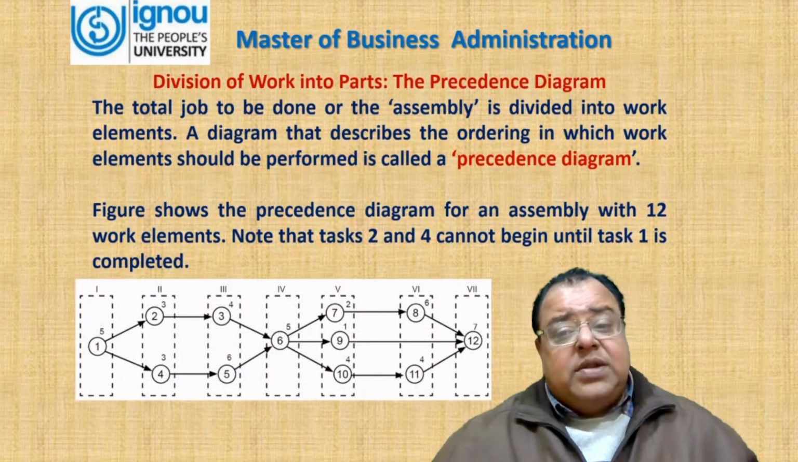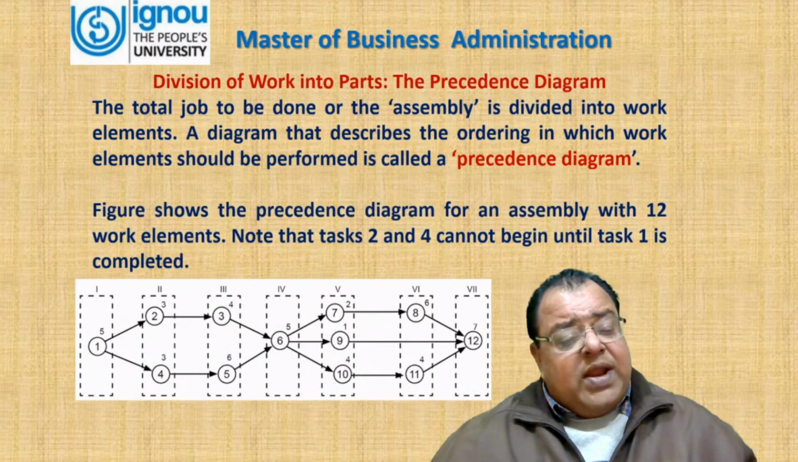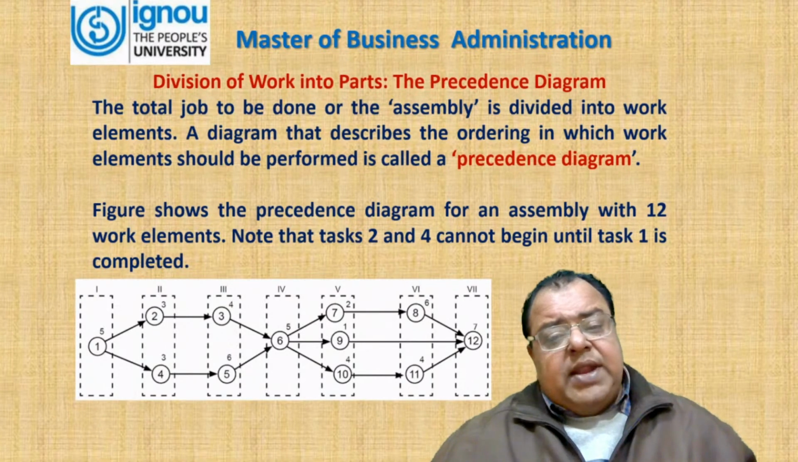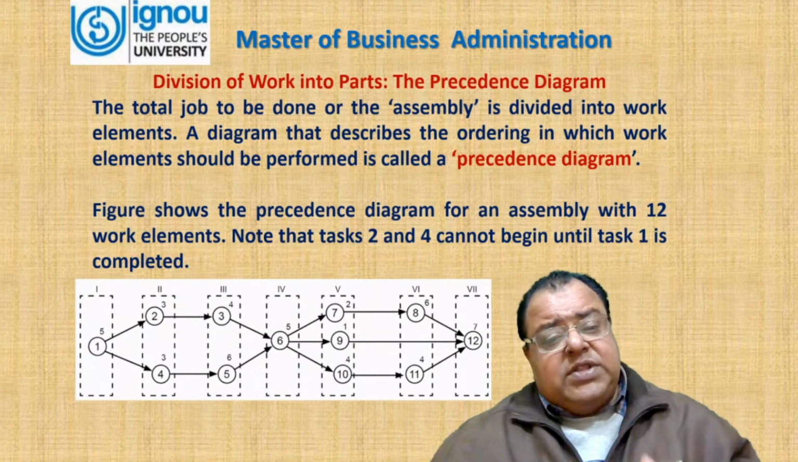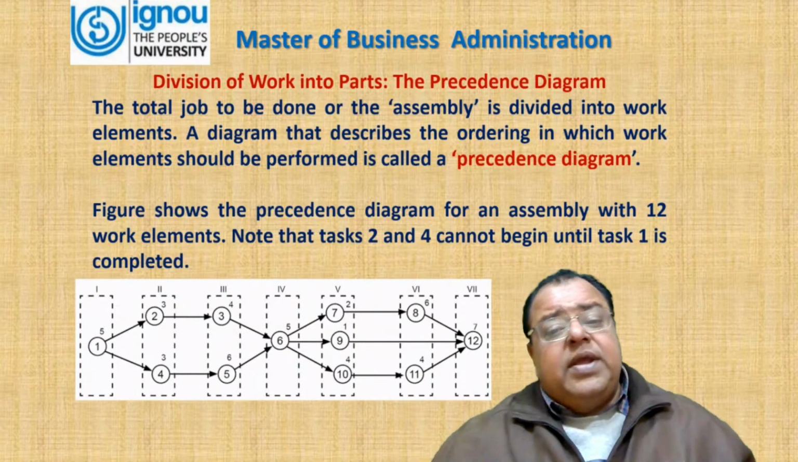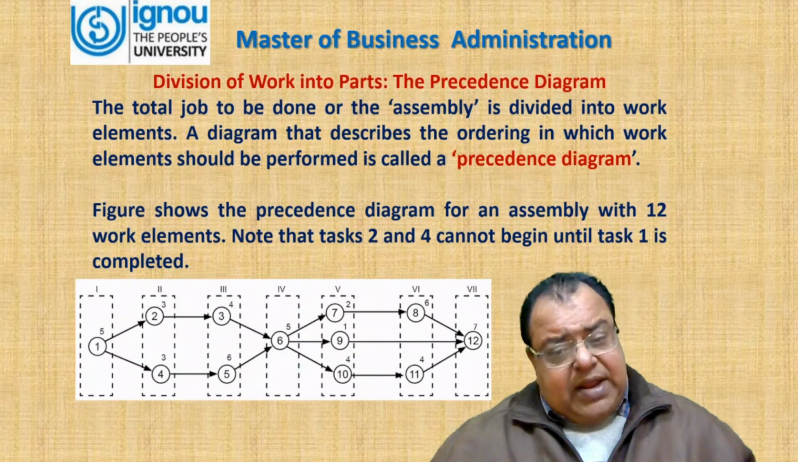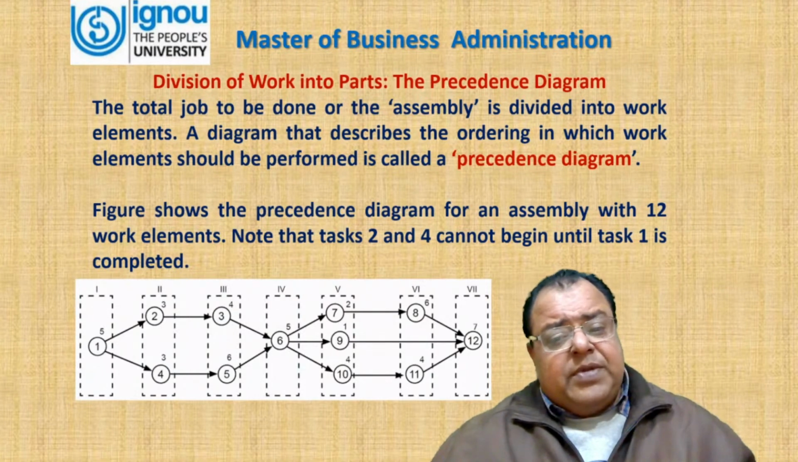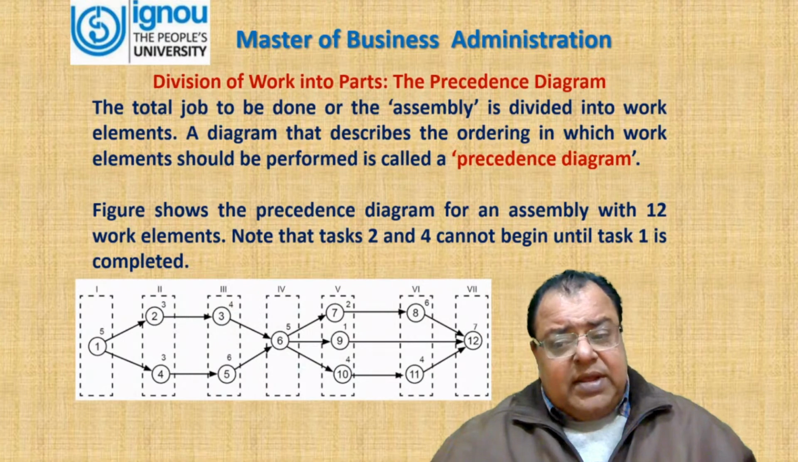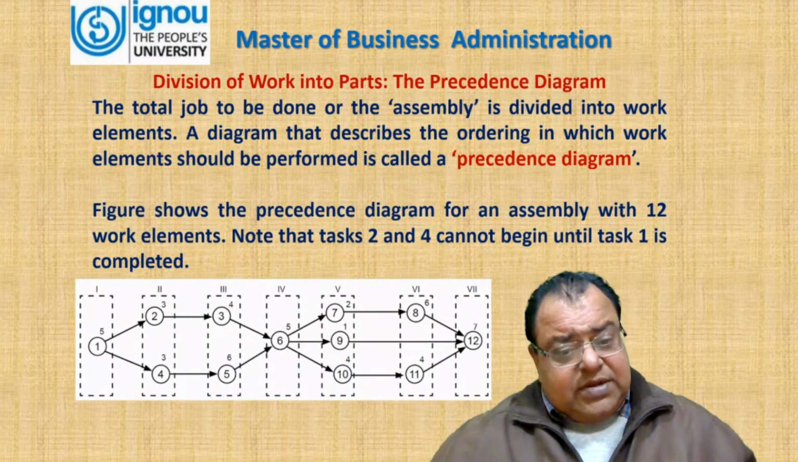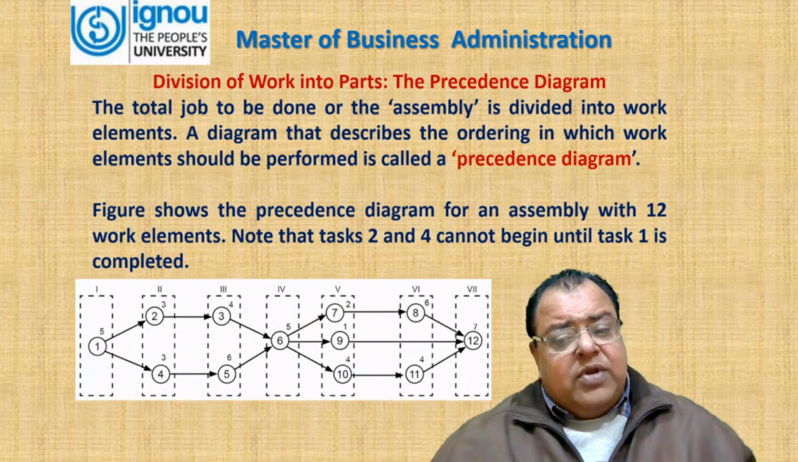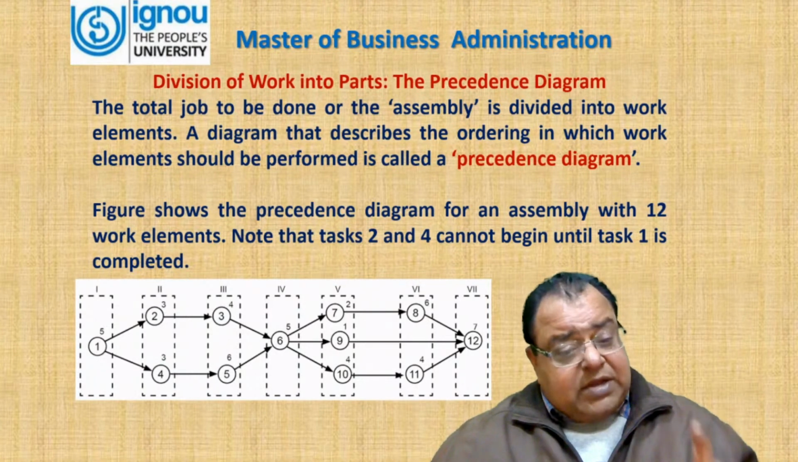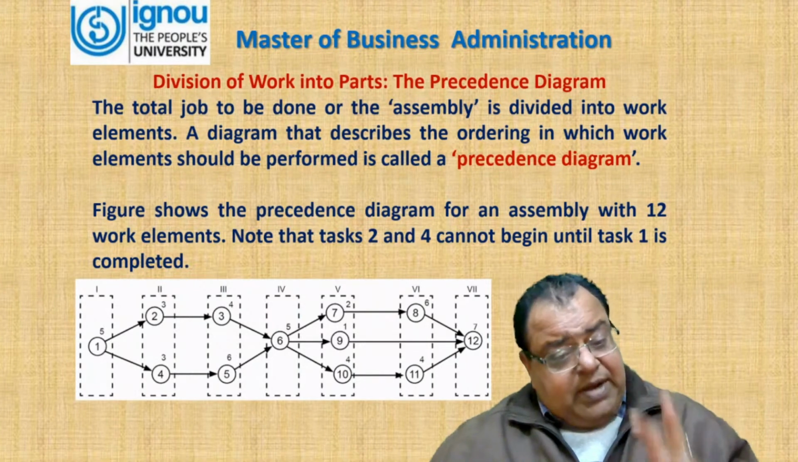Division of work into parts, the precedence diagram. The total job to be done on assembly is divided into work elements. A diagram that describes the order in which the work elements should be performed is called a precedence diagram. This figure shows the precedence diagram of an assembly with 12 work elements. Note that 2 and 4 cannot begin until task 1 is complete, as far as what the diagram depicts.